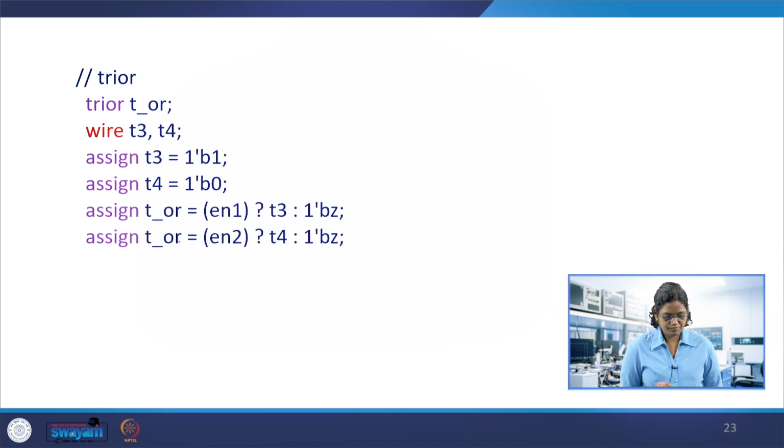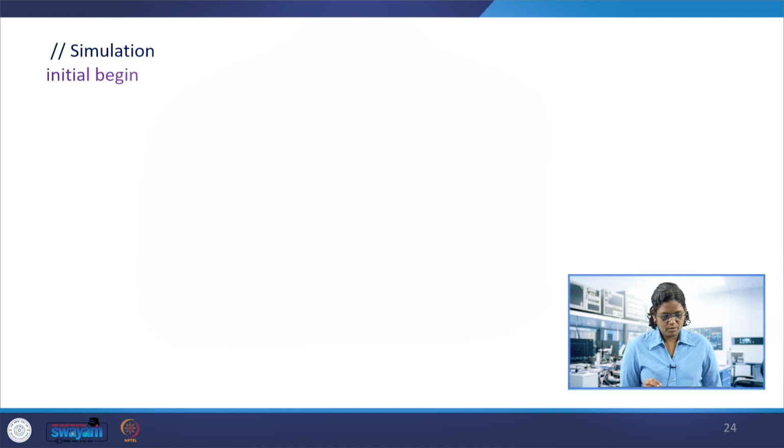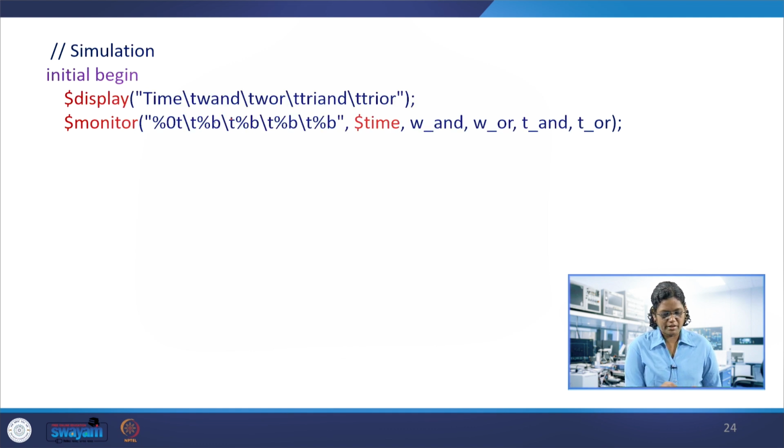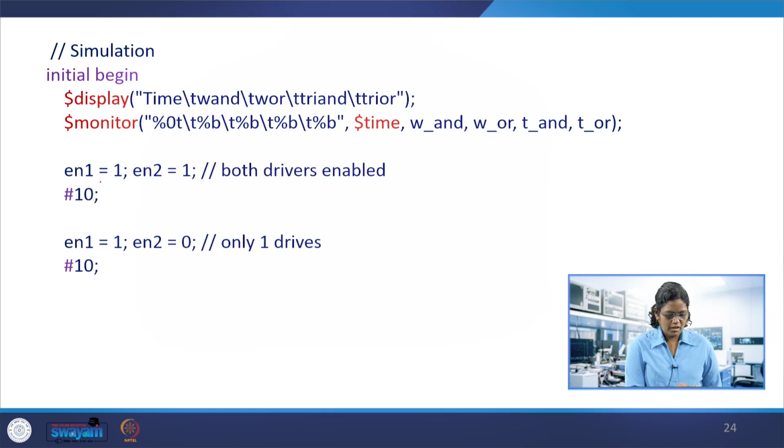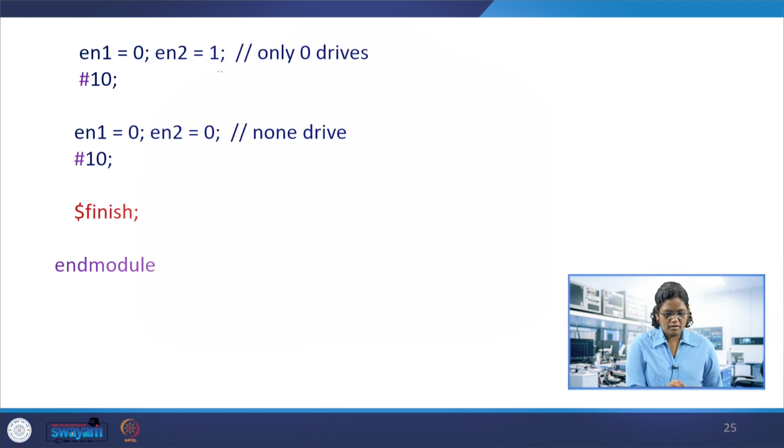Okay, tri-R. Now we are going to see the output. Display all of them, and monitor wire AND, wire R, T AND and TR, and time also. Enable is 1 and 1. In the tri-AND and tri-R examples, both drivers are enabled, 1 and 1, so T1, T2, T3, T4, with a delay of hash 10. Similarly, enable 1 and enable 2 in the test bench: in one case only one drives here, and if this is 0 1, again only one drives, and at 0 0, none of them drives. Then dollar finish. What would be the output?